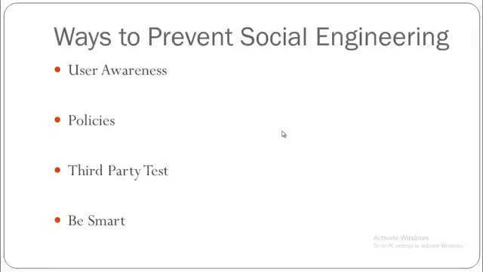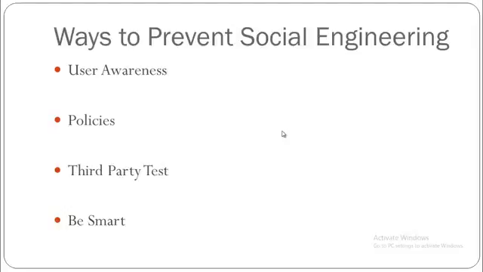The first and the most important would be the training, that is user awareness. Users need to know which information they are giving out could be bad for business or for them, and they need to know that they should not give out such information because that can be risky.